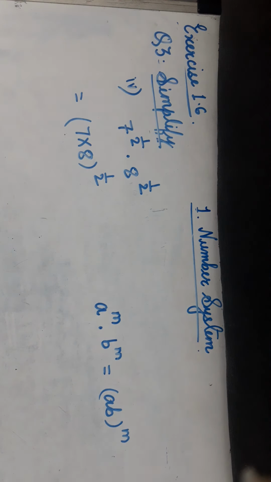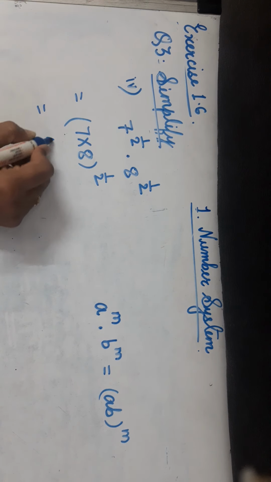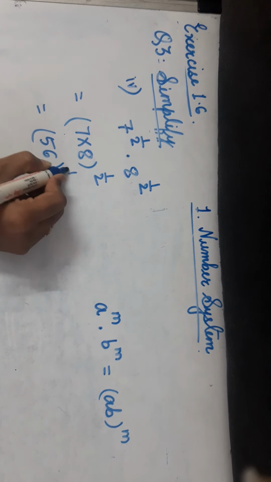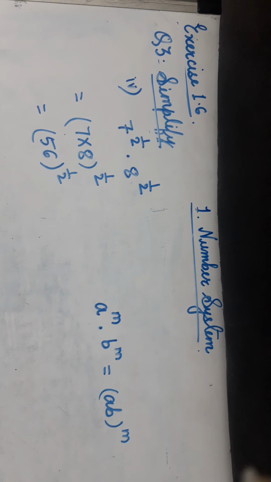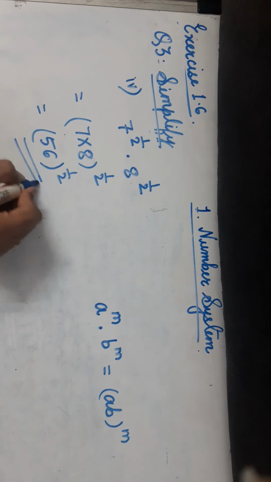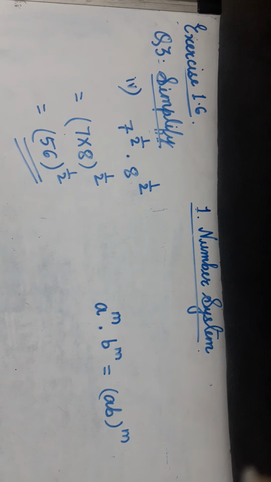So always check the bases before you solve the question. Now multiply 7 into 8, 56 raised to 1 by 2. Clear? This is the final answer, 56 raised to 1 by 2.